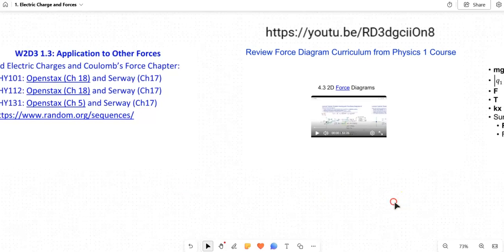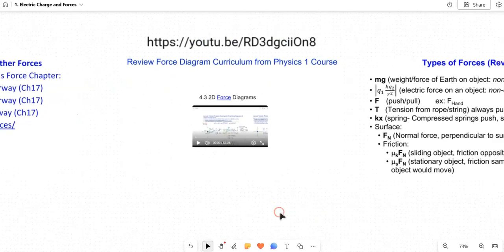Now, before we get into this specific set of content, I just want to point out that it's probably going to be really helpful for you to review the Physics 111 or Physics 121 course content on 2D force diagrams. That link is in your notes, but it's also in the Canvas course. It'll be really helpful for you to review that. All right? Now, moving on.